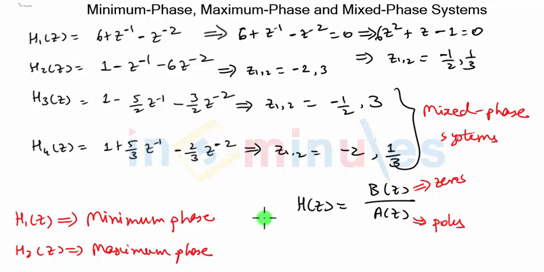All you have to do is look at the zero positions again, and the definitions are the same. You have to just verify one small thing, that poles are also lying inside the unit circle. Otherwise the system will be unstable, and then the categorization in terms of minimum, maximum and mixed phase does not make any sense.